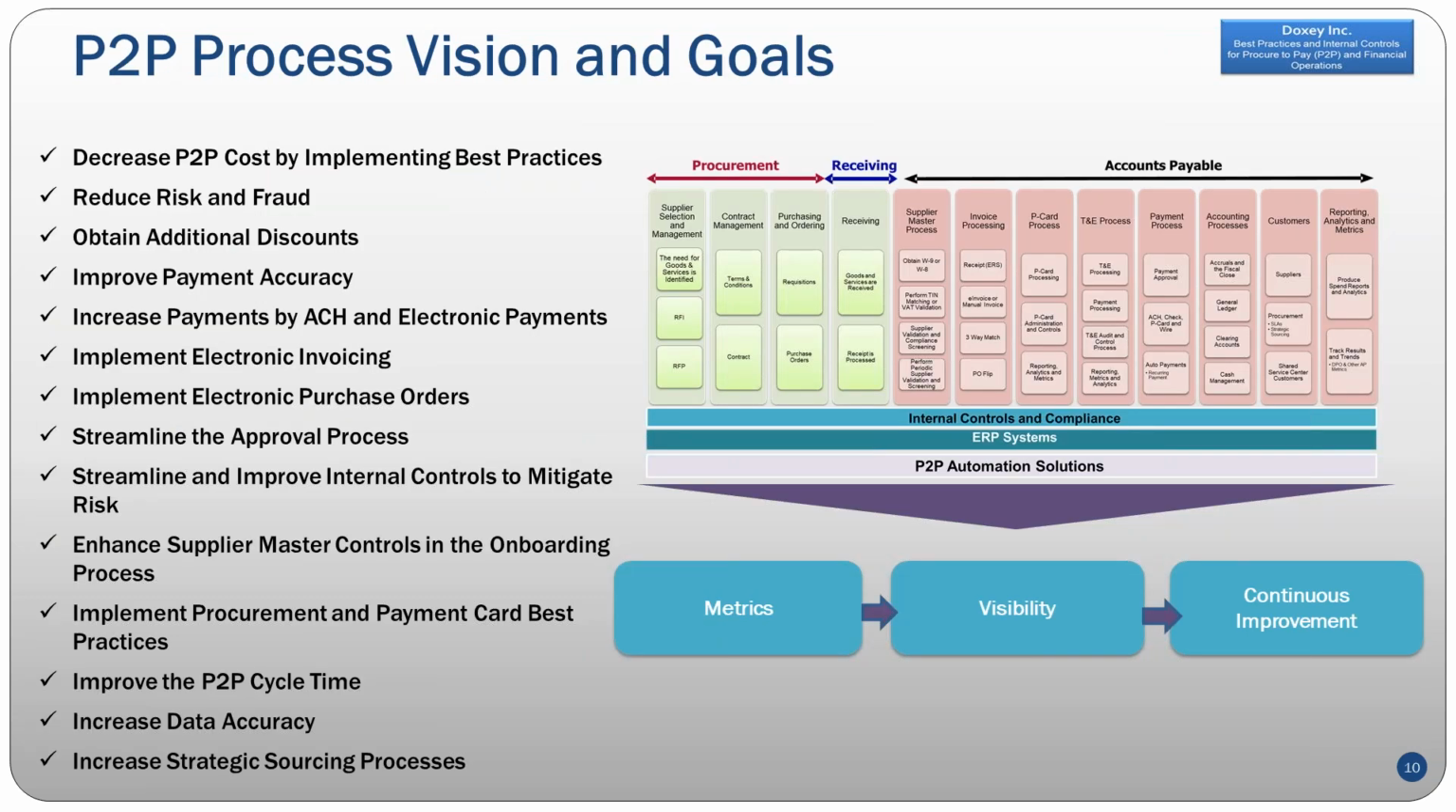Okay, if we think about what is the vision of the procure-to-pay process, it's looking at decreasing cost by implementing best practices, of course reducing risk and fraud, obtaining additional discounts, making sure that our payments are accurate, and also getting rid of those manual payments by implementing ACH and other electronic payment mechanisms like P-card. Look at automating invoicing and POs, streamline that approval process. How can we streamline workflow? And streamline and improve internal controls to mitigate risk.